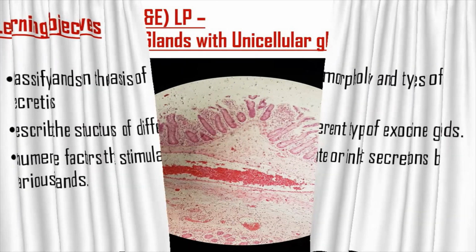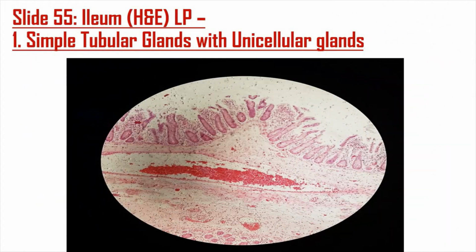So let's start with our first slides. Let's start with simple tubular glands with unicellular glands. Okay, so this slide is showing the ileum. Remember, last time when we looked at epithelial 1, we said in the ileum, this is what we call our plica circularis. And then these are our villi.